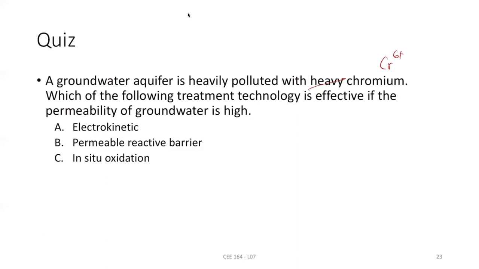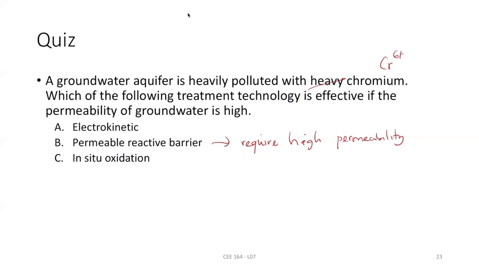And for in-situ oxidation, the question here is, does this require high permeability? As you see, this is like a permeable reactive barrier, so if the permeability is very low, the water has to pass through that system. Electrokinetics, on the other hand, is more efficient when it's not permeable. The reason is, as I said, the ions have to move. Water doesn't have to move that fast, so that way you have enough time to work on it.